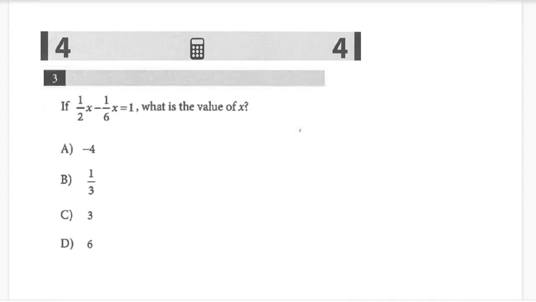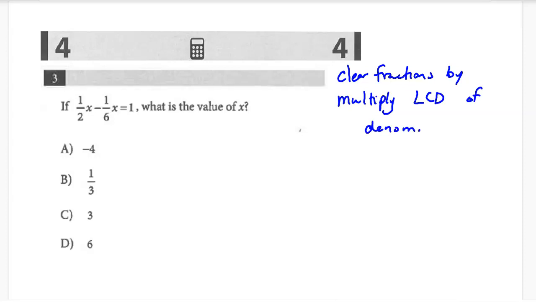So we have an equation, 1/2 x minus 1/6 x equals 1. So we're just solving a basic equation. The tough part is there's fractions in here. So one way you can clear fractions, and that's what I'm going to do, is by multiplying by the LCD of the denominators, or the bottom numbers. So LCD is the least common denominator. So the number that 2 and 6 both can go into is 6.